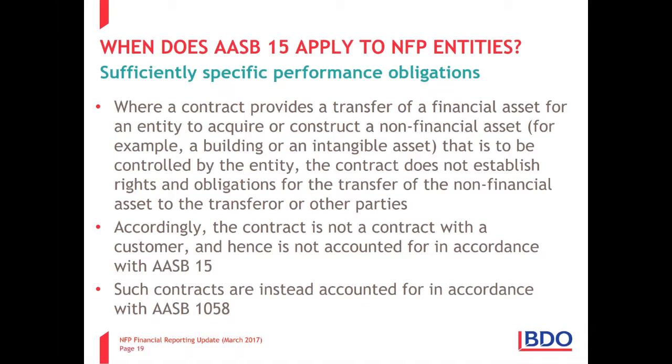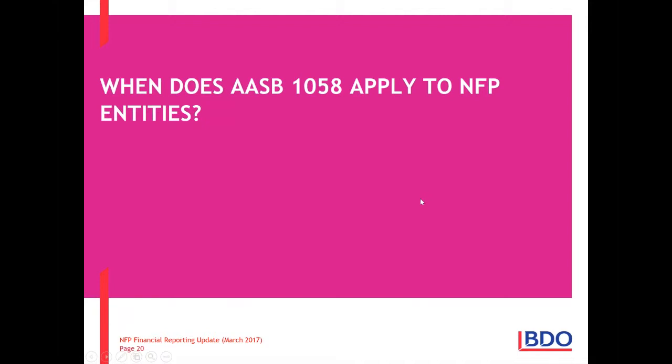Now, in that situation, there are no promises for you to do certain things in return to the person, the customer, and therefore the contract is not a contract with the customer. It's not within AASB 15, and we look at AASB 1058. It's because there are no sufficiently specific performance obligations. We want you to take the money, we want you to buy a building, we want you to provide housing to the homeless for the next 10 years. Not specific enough.